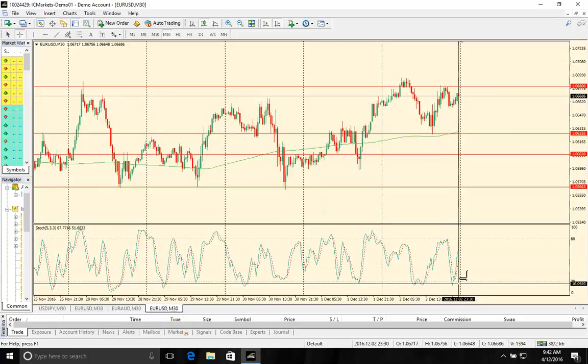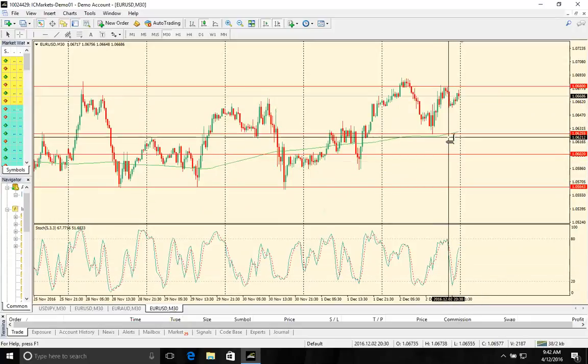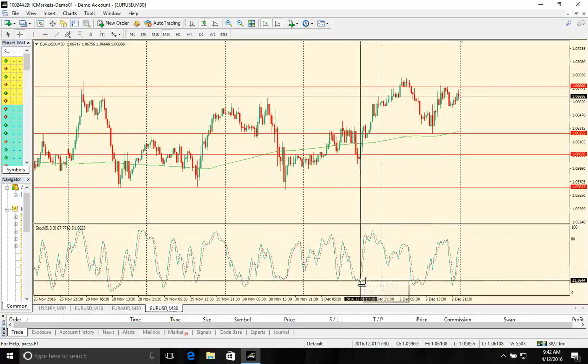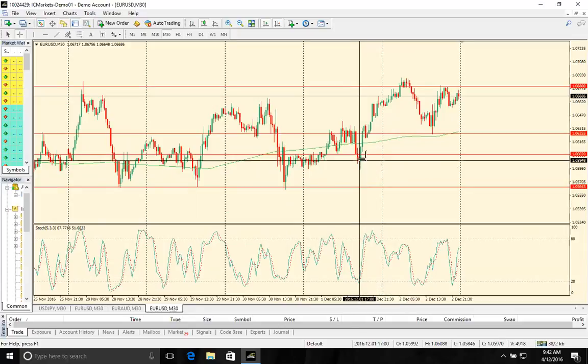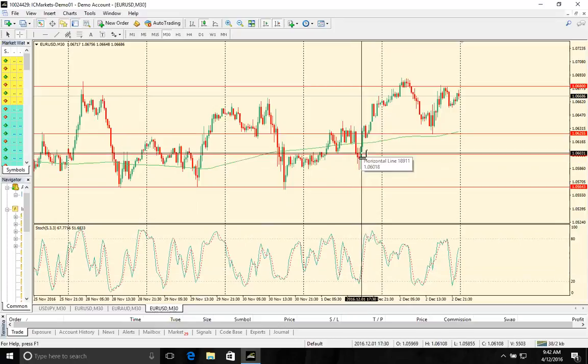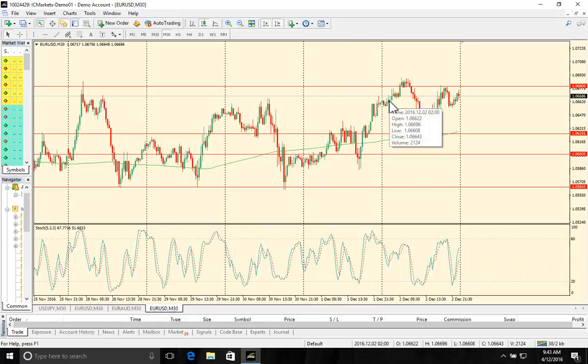I need to have this and this confirm each other. Where is it confirming? Here it is confirming, right? Stochastic is above 20, and the price is near your support. If you enter the market here, you will exit somewhere around that mark based on this stochastic indicator. That's your 59 pips in about 7-8 hours. Okay, so that's how we use the stochastic in the sideways market.